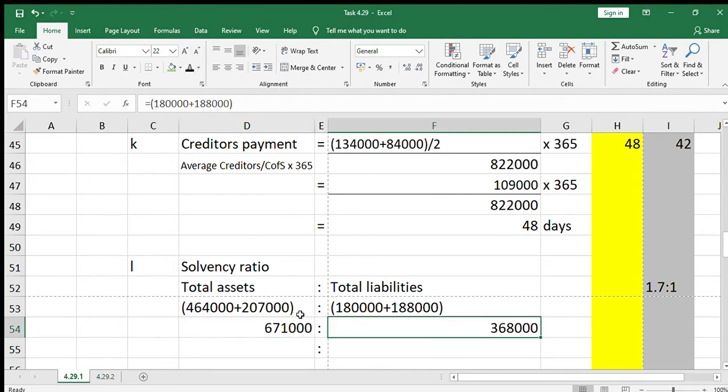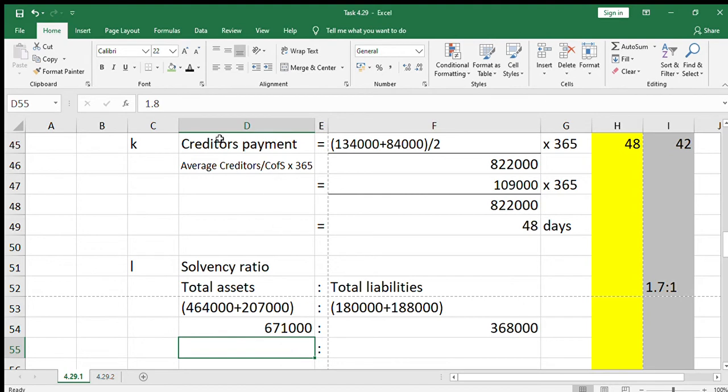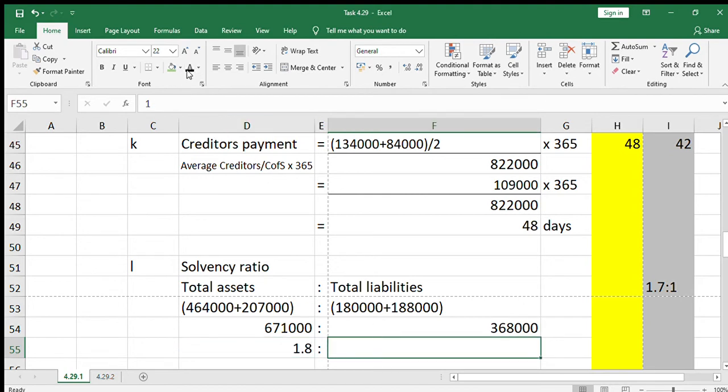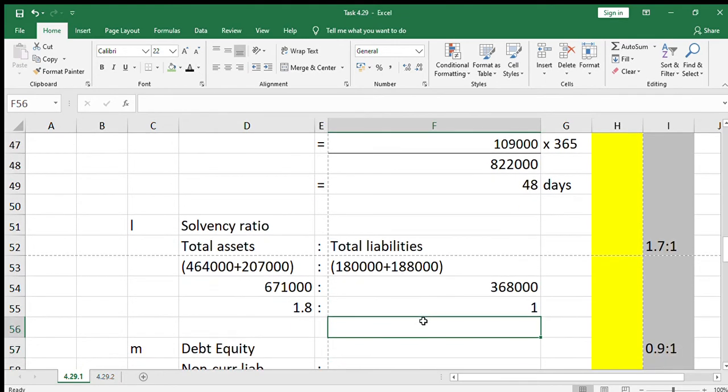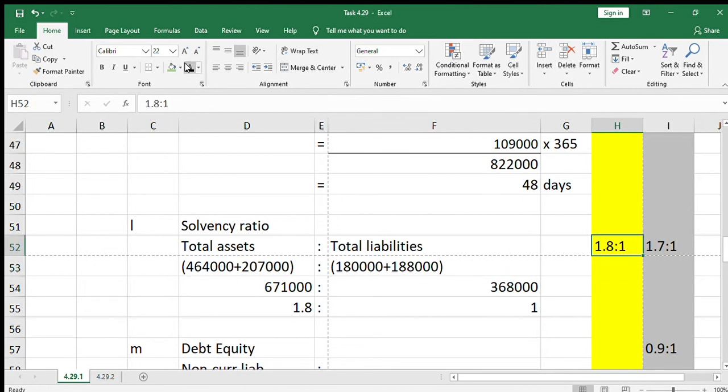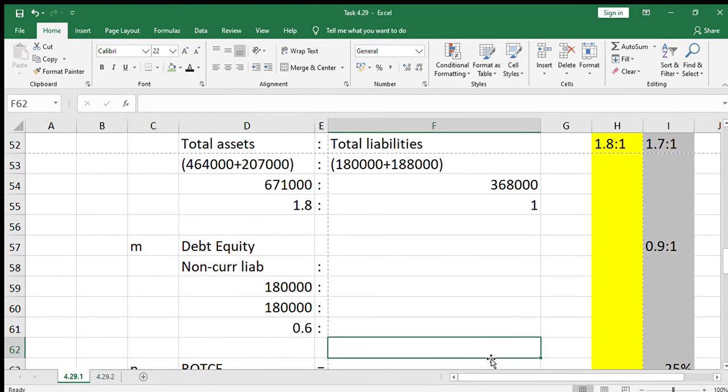The step again we're going to show, and then work out the final answer. Remember, this is a ratio, so you're making the right hand side become 1. So this means that the assets are 1.8 times more than the liabilities, which means that the company is solvent. The company is solvent if its assets are greater than its liabilities.